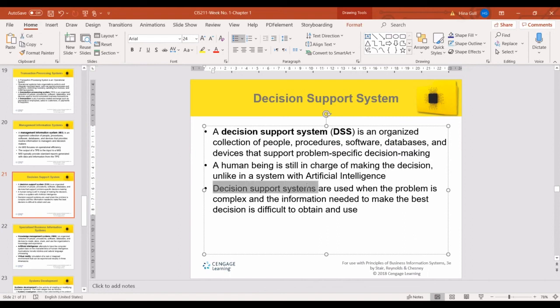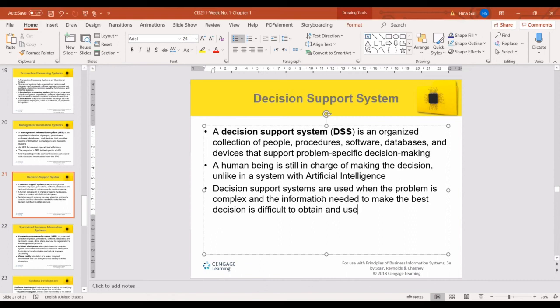Decision support systems are used when the problem is complex and the information needed to make the best decision is difficult to obtain and use. Now, how many students are in our university? Anybody can tell me the number? Maybe 10,000 or more. 10,000? I don't know. Doctor? It should be around 40 to 50,000 students in the whole university. MashaAllah. So it's a very big number.